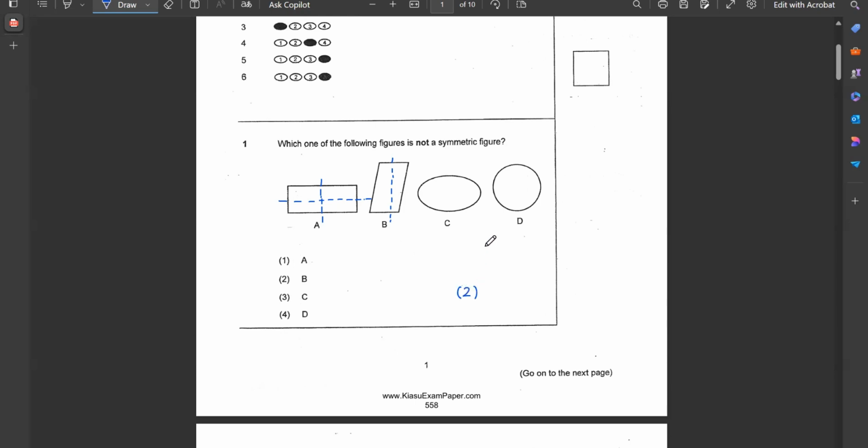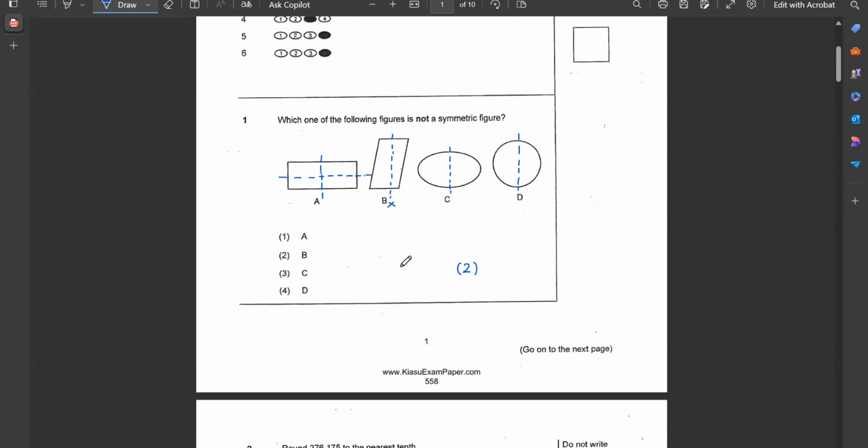Okay, we shall continue with C and D. So C is an oval shape. It's a regular oval shape. So this one definitely has a line of symmetry. Option D is a circle. So circles, of course, have a line of symmetry for sure. Okay, so B is the answer since it does not have a line of symmetry.